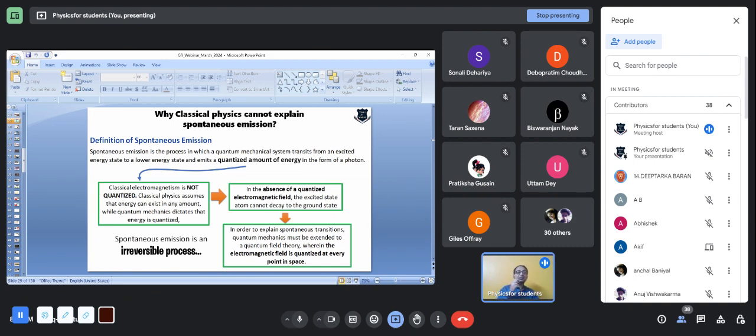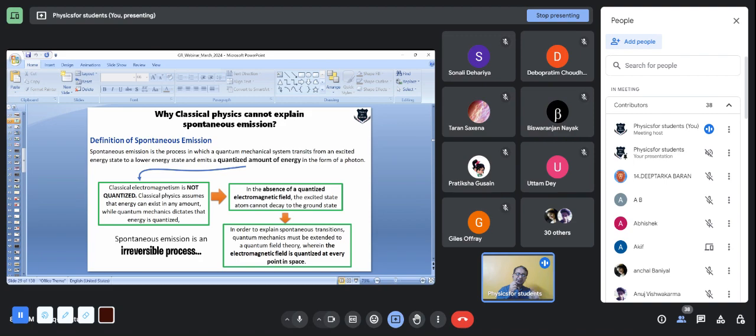Now, here is my question to Sonali or Deboprotim, or whoever can understand and answer. Can you tell me what do I mean by the atom cannot go back to the ground state? What am I actually meaning? Can anybody guess and tell me? What do I mean by... Irreversible system. Right, right, right. Sonali, can you understand? Or Pratiksha, I mean to say those whom I can see.